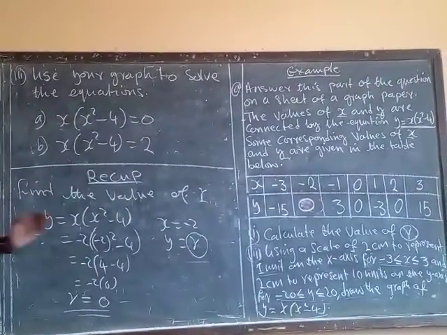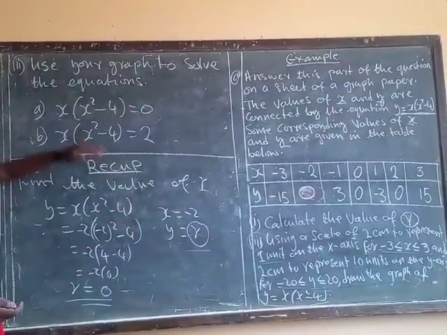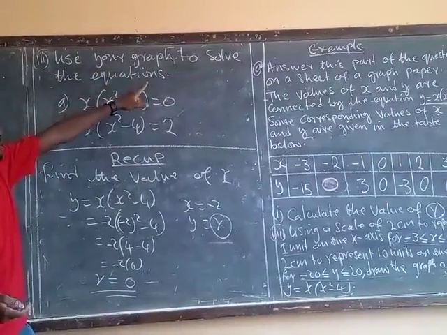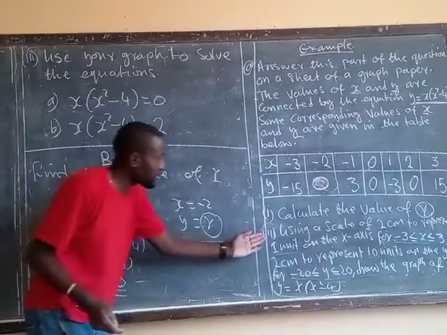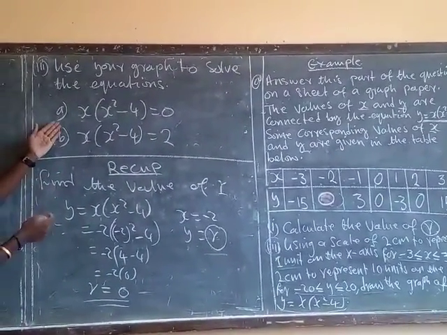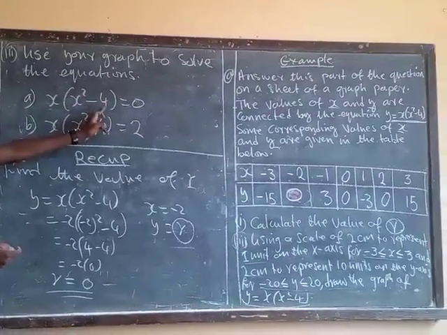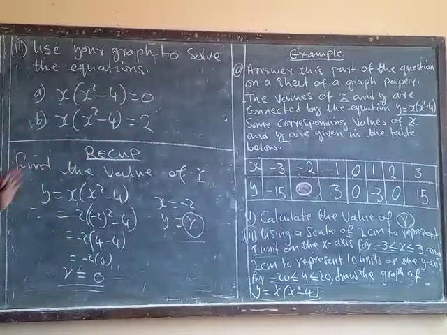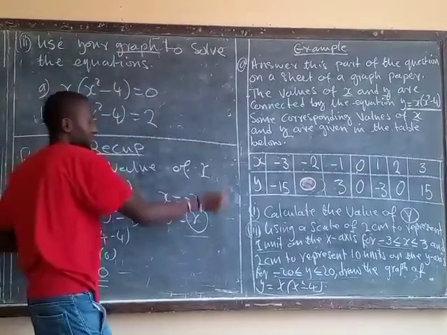Therefore now, we need to know how to sketch the graph. Once you sketch the graph, I've added another question, which is simply saying, using your graph to solve the equations. Which graph? This graph you have drawn here, which you have sketched. To solve the equations x(x squared minus x minus 4) is equal to 0, and x(x squared minus 4) is equal to 0. So these are the equations that we are going to solve using the graph that you have drawn here.